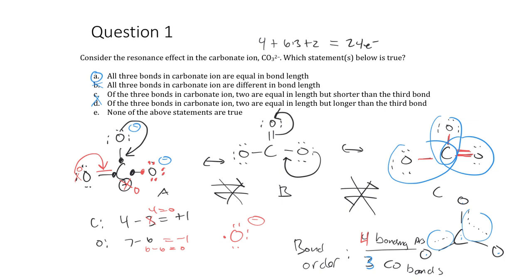So this is the effect of resonance. Resonance kicks in anytime we can sketch equivalent yet different Lewis structures. The real molecule will look like the average or the composite of those Lewis structures.